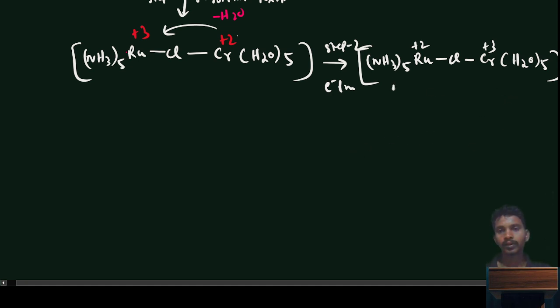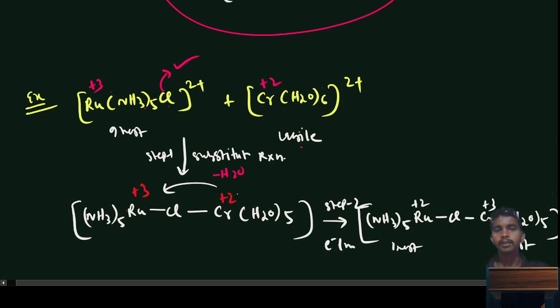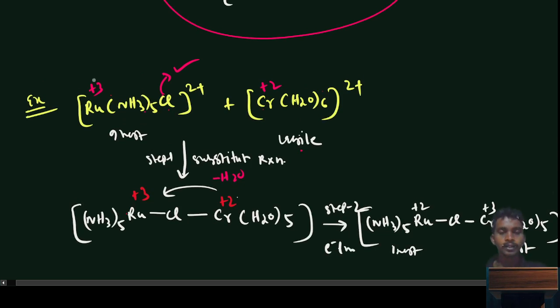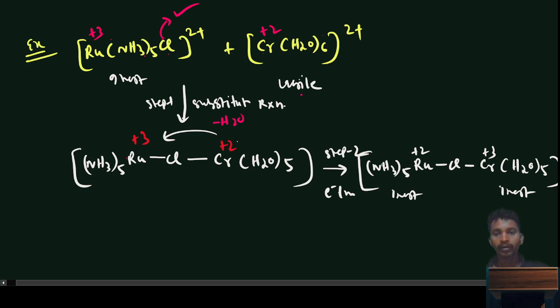So this is also inert, this is also inert. Note that if both are inert, then the inert pair mechanism will not happen. Here, for ligand transfer, you are checking whether the ligand is inert. Here both can be inert, but here it can't be inert. So if both are inert, then step 3 happens.